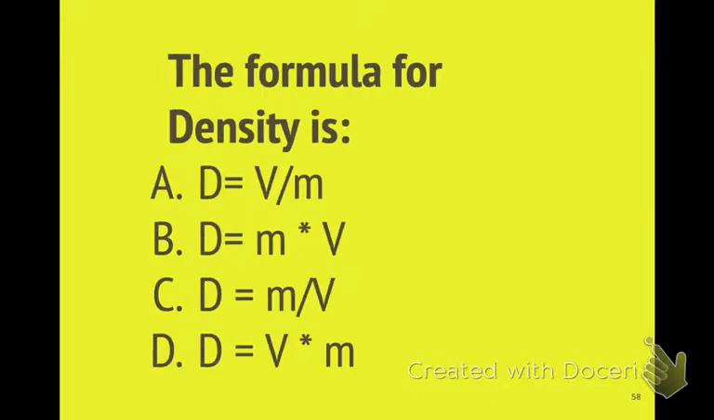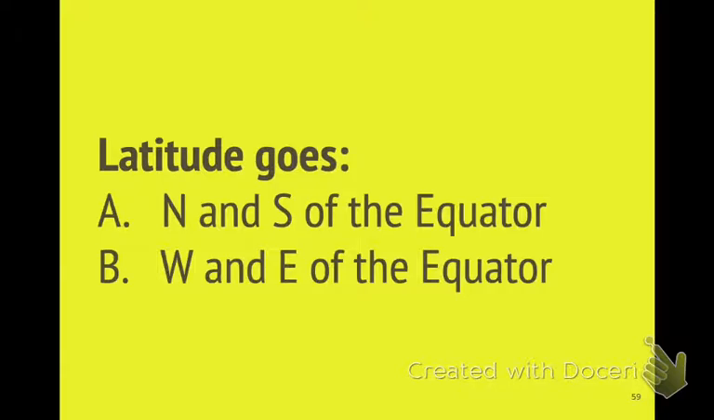Next question. The formula for density is, and y'all can just look at those, but go to the correct corner and pause the video. The correct answer is C. Density is mass divided by volume. You can think about it as DMV, where you're all going to go sooner than later to get your license. And our very last question, latitude goes, and I'll let you choose your answer, A or B, and pause the video.